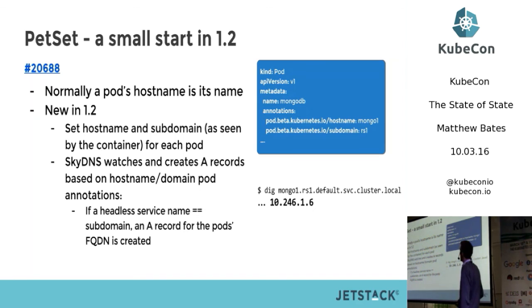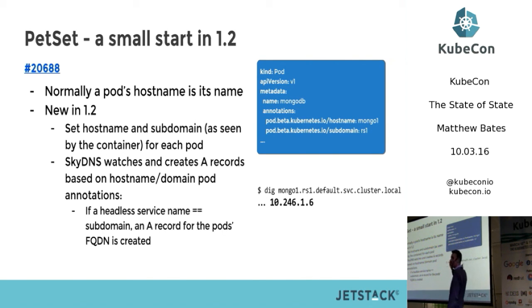Okay, one of the things that has already arrived, which I'm really glad about, and this is a small start in 1.2, is this one. I think it's 2688. I hope these are all correct as you navigate to them. But effectively, this has already gone in. This is the ability to generate DNS and to specify the hostname and subdomain of a pod. So you can override the behavior that is the case right now. This is really, really useful.